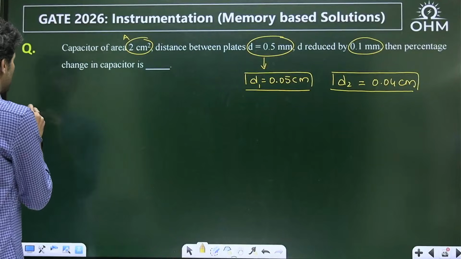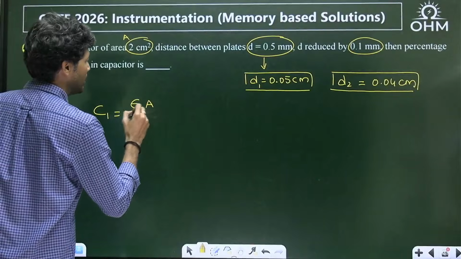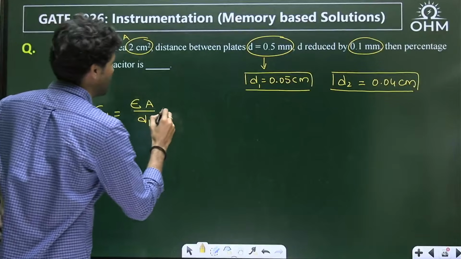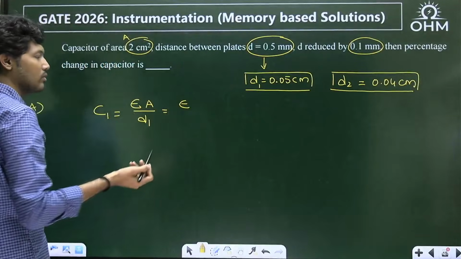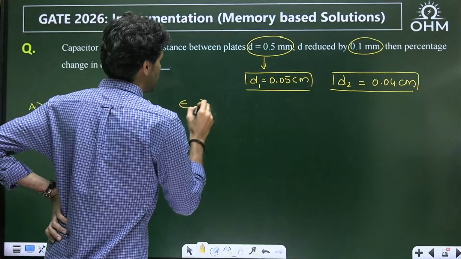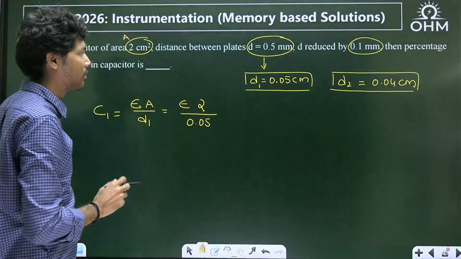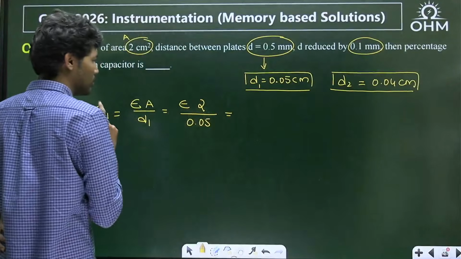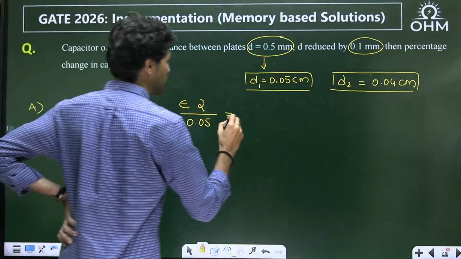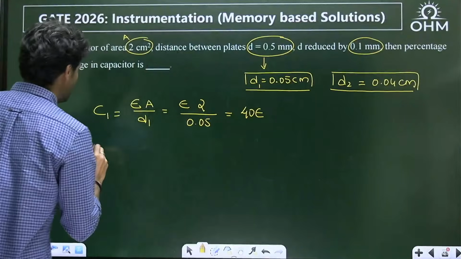Okay. So what is the value of capacitance C1 in the beginning? It is epsilon A divided by D1. A remains the same in the first case and the second case. Epsilon will not change because there is no information about change of medium, so we can safely assume the medium to be constant. So the area is 2 divided by 0.05. Everything is in terms of centimeters right now. So 2 by 0.05, if you do the calculation, 200 by 5 is 40. So this becomes 40 times epsilon.